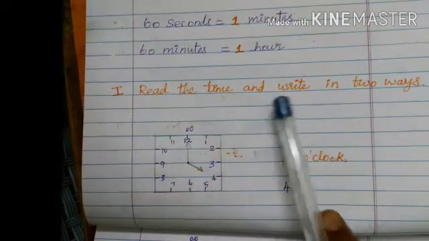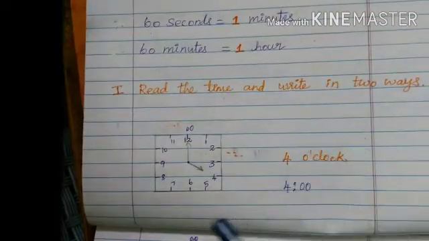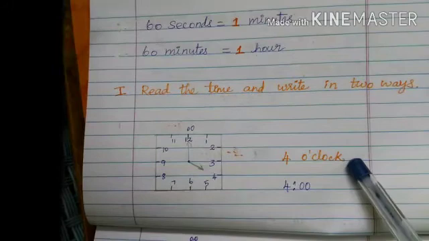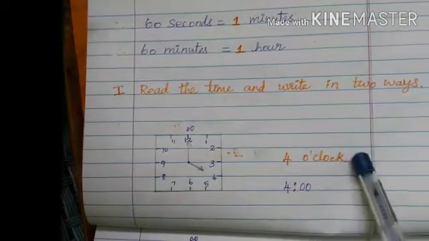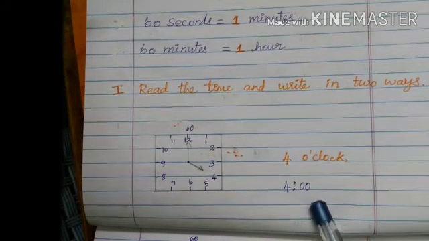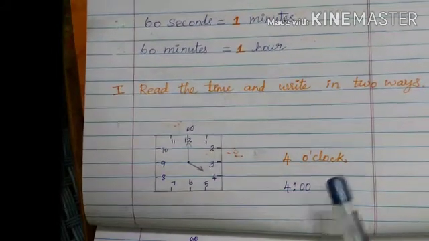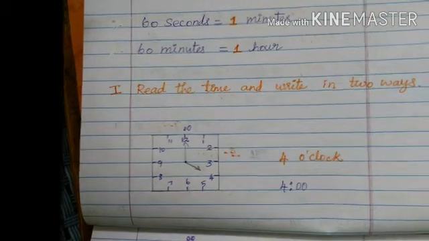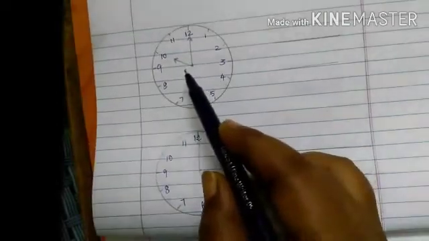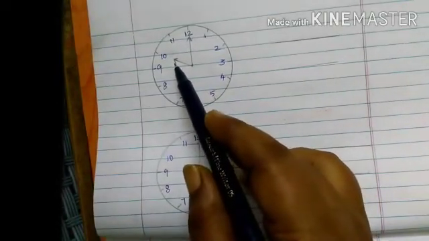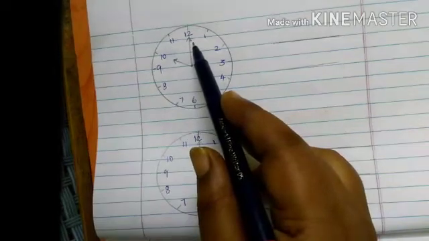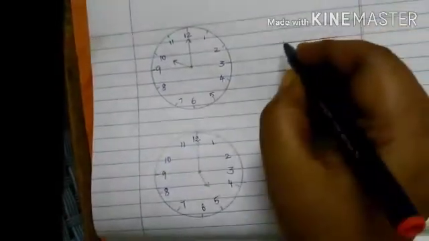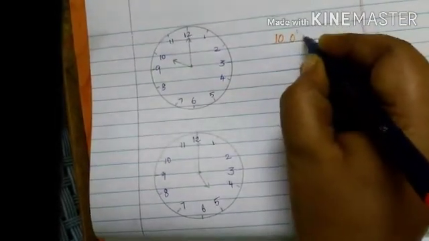Read the time and write it in two ways. A clock is given to you, then you find out the time and write it in two methods. One is 4 o'clock, another is 4 hours, 0 minutes. This clock shows the time: the hour hand is at 10, the minute hand is at 12. So write the time as 10 o'clock.